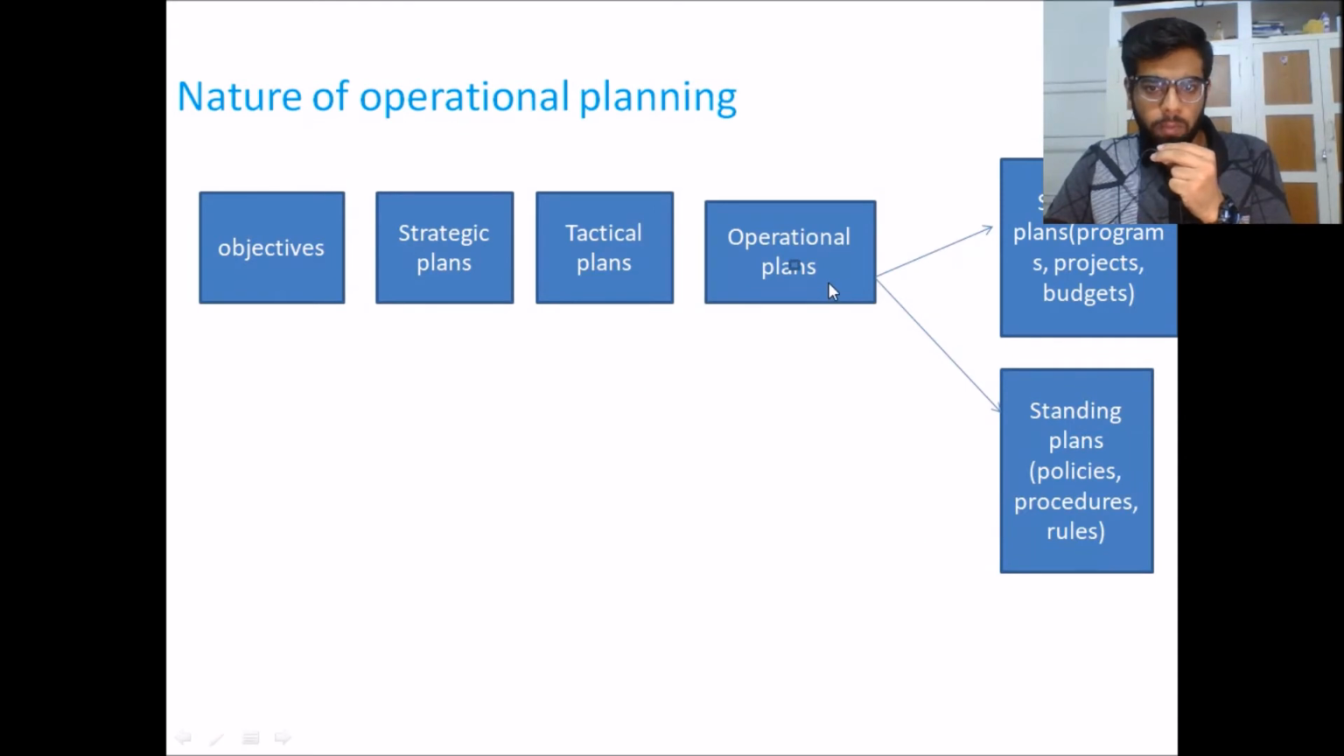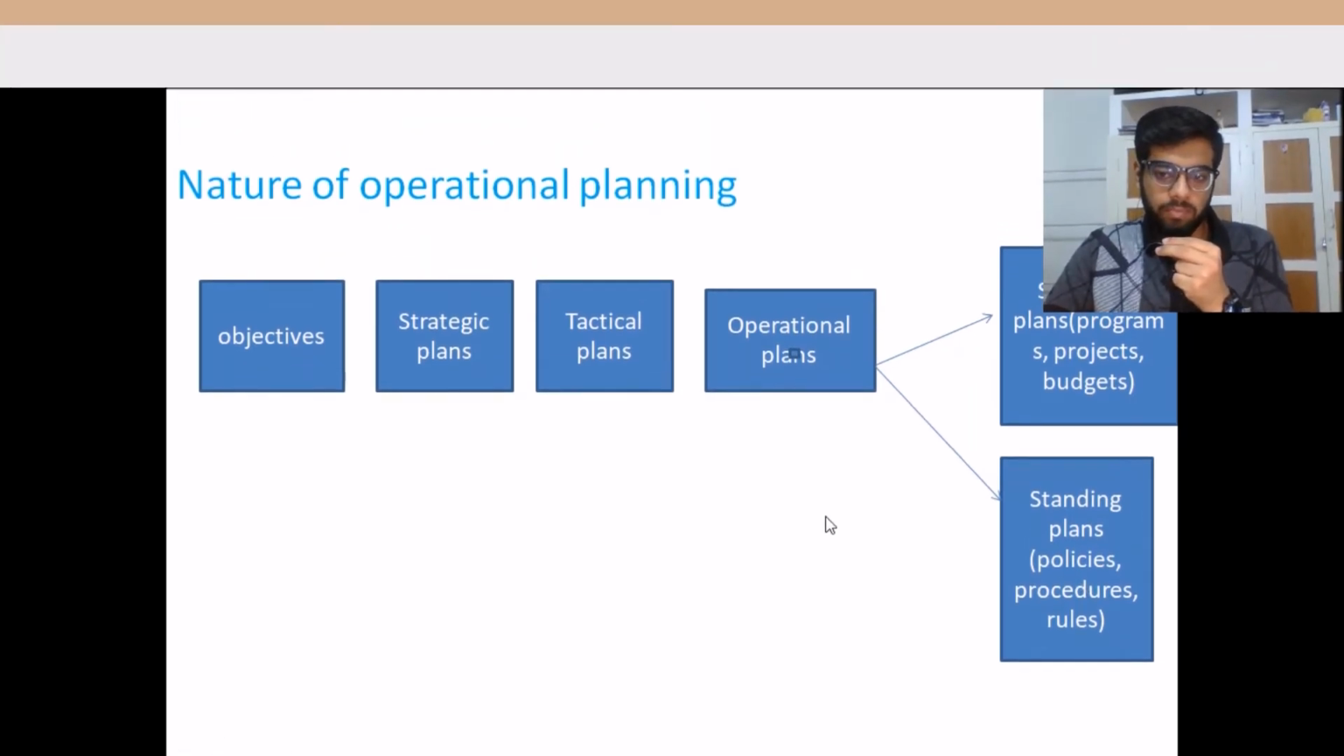Now there are 2 basic types of operational plans. One is single use plans, another one is standing plans. Single use plans depend upon a particular budget, a program or a project, whereas standing plans are policies, procedures or rules, so that if the manager is absent, still the company will follow some policy.